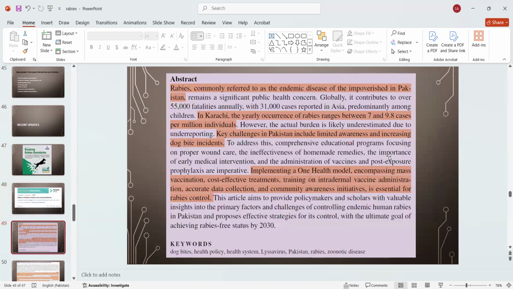Rabies in Pakistan: policies and recommendations. Rabies is commonly referred to as an endemic disease in Pakistan. In Karachi, the yearly occurrence of rabies ranges between 7 and 9.8 cases per million individuals. Key challenges in Pakistan include limited awareness and increasing dog bite incidents. Implementing a One Health model encompassing mass vaccination, cost-effective treatments, training on intradermal vaccine administration, accurate data collection, and community awareness initiatives is essential for rabies control.